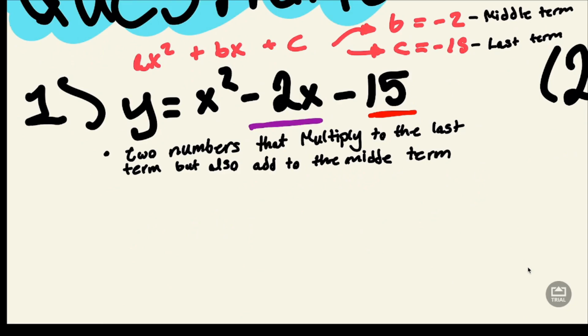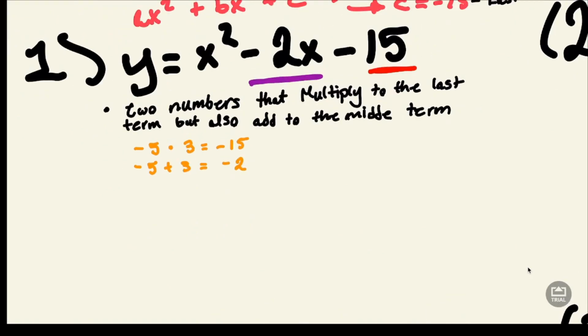Let me show you why. -5 times 3 gives you -15, which is your last value, so that works. And then -5 plus 3 will give you -2, which is your middle term. So therefore, this will work.